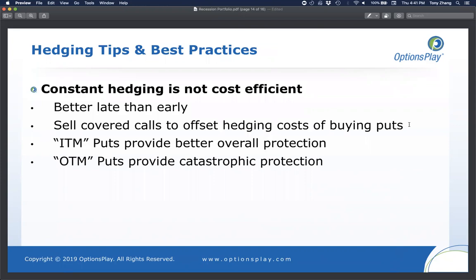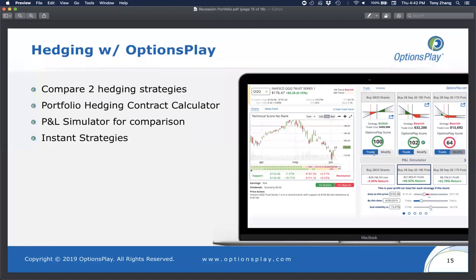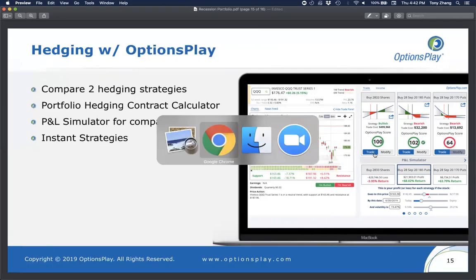And lastly, you can choose between buying in the money puts, which provide you far better overall protection, versus out of the money puts, which only provide you protection in a catastrophic event. So what I want to do now is jump over to OptionsPlay. I want to show you how to compare different hedging strategies, use the P&L simulator to really compare different strategies side by side, so that you really understand the different structures that you can deploy for a portfolio hedge.